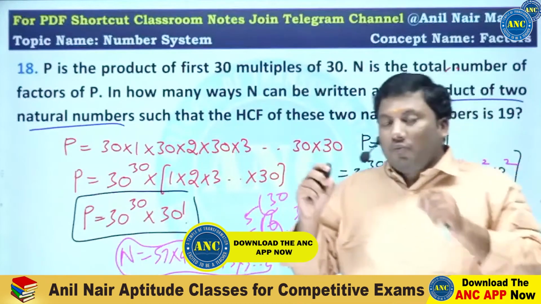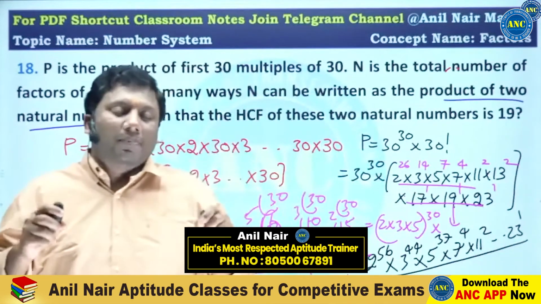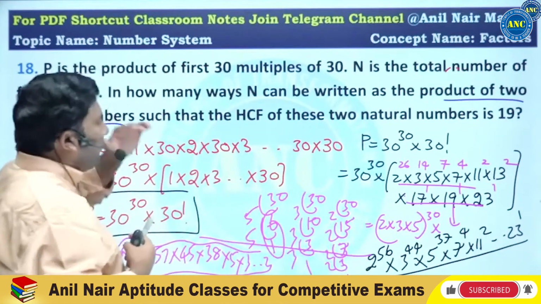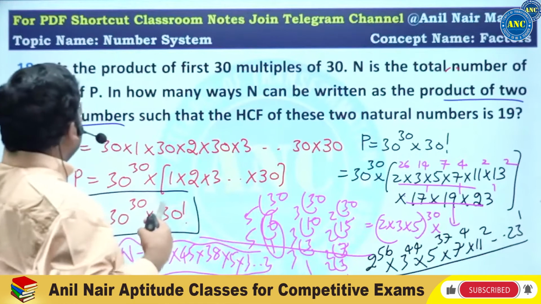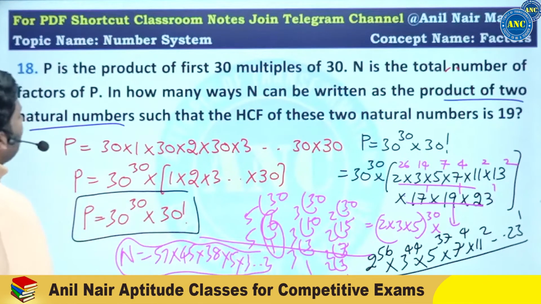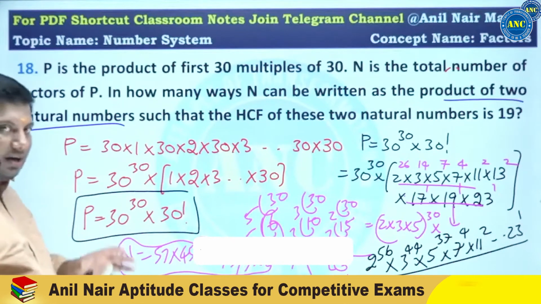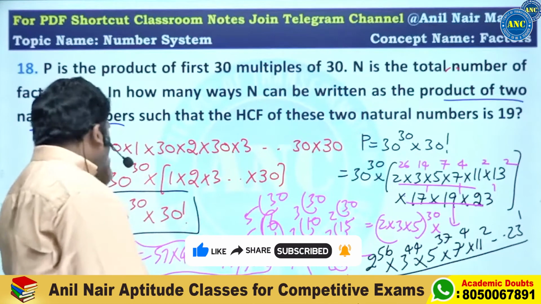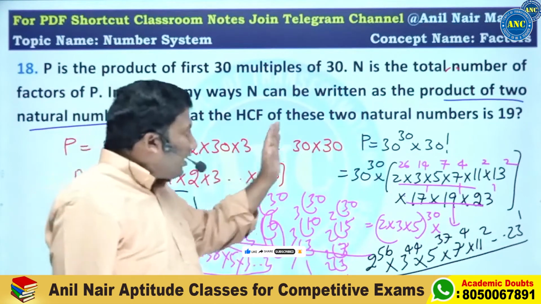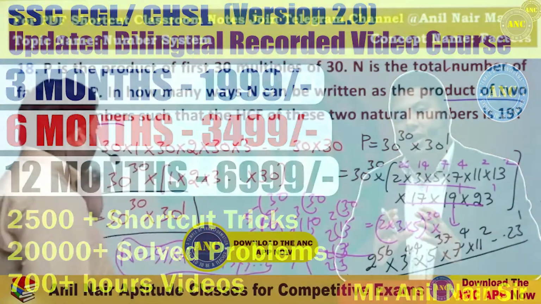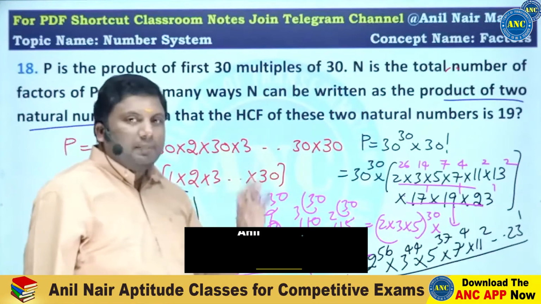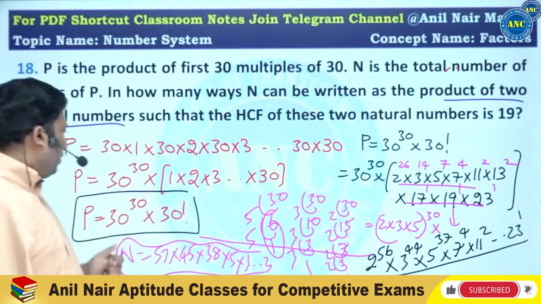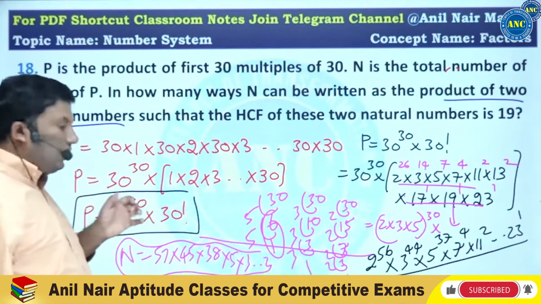Whenever you are solving any mathematical problem, the first thing is to understand the root cause of the problem. We will break the question into multiple sub-questions. First statement given as an input: P is the product of the first 30 multiples of 30. The first 30 multiples are 30 into 1, 30 into 2, 30 into 3, up to 30 into 30. The product is 30 multiplied 30 times, which is 30 power 30, into 1 into 2 into 3 till 30, which is 30 factorial. P is 30 power 30 into 30 factorial.